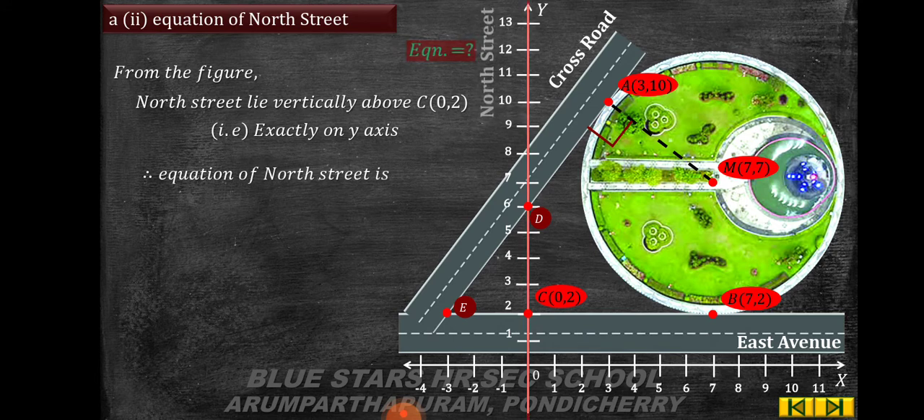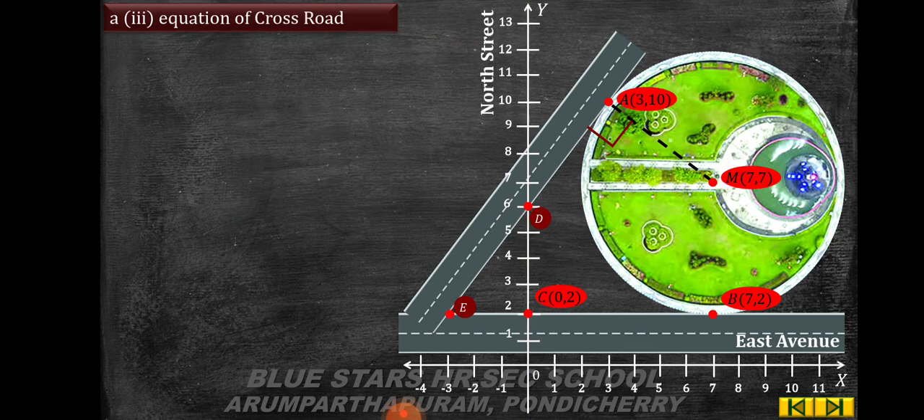Therefore, the equation of the North Street is x is equal to 0, because in the coordinates the value of x is 0 and y is 2. Therefore, it is the y-axis. Then the third one: you have to find the equation of the crossroad. At first, we found the equation of East Avenue, then North Street. Now we are going to find the equation of the crossroad.